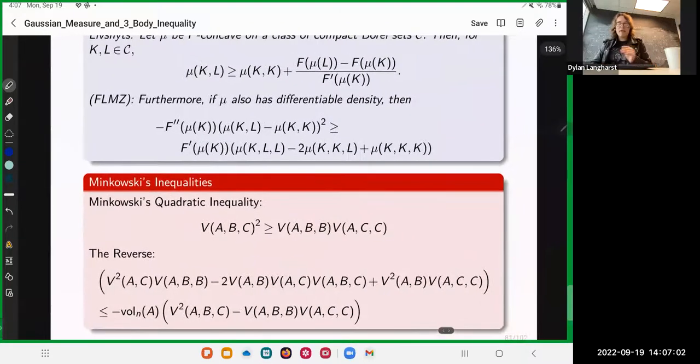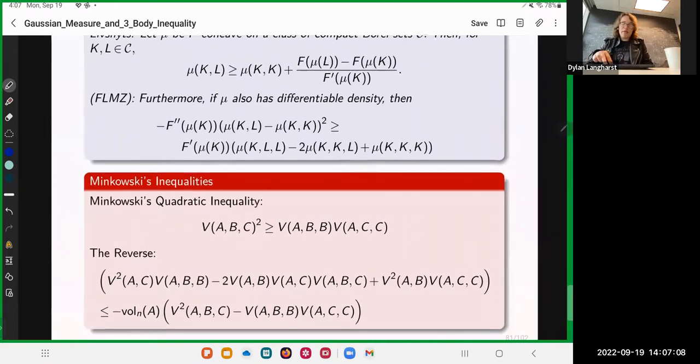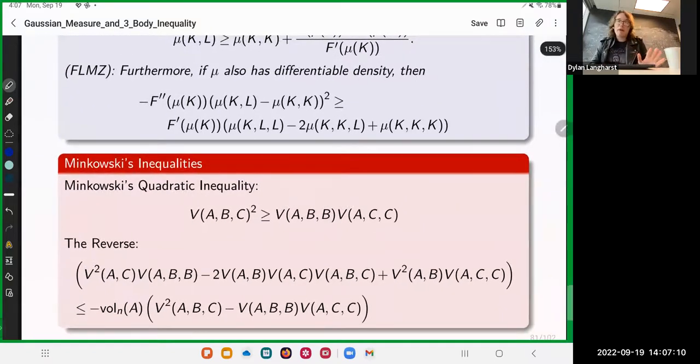And now I also remind you that there was Minkowski's quadratic inequality, and then there was this reverse one. I wrote it in a different way by multiplying through by a minus sign. And now you can see that the reverse is weaker than the original, because the original then tells you that this is less than 0. So in some sense, the original is telling you something about the reverse.